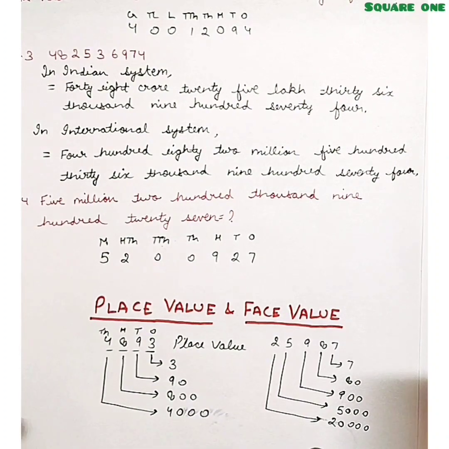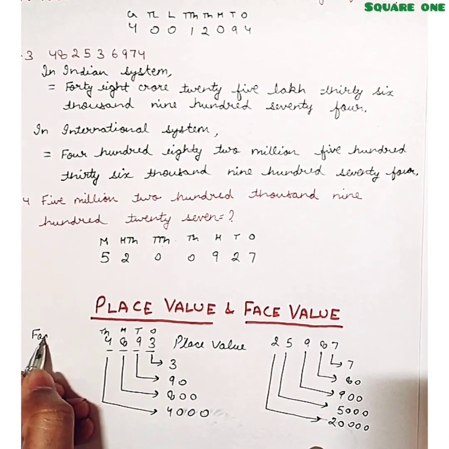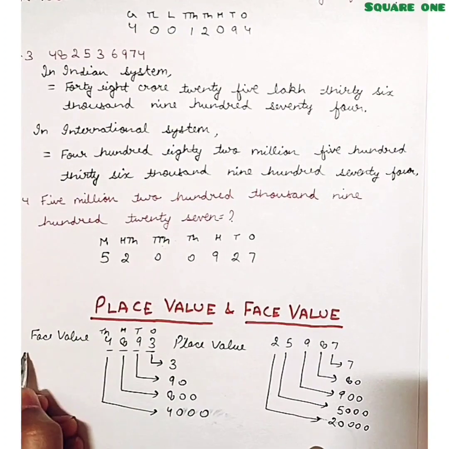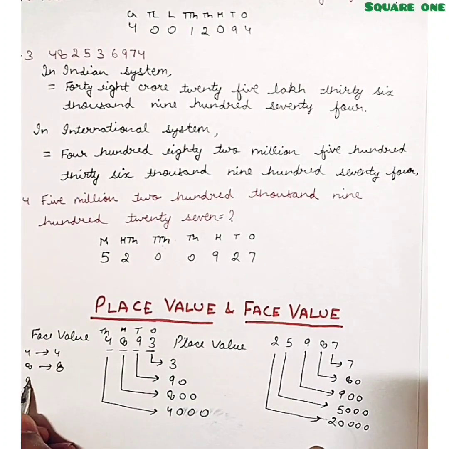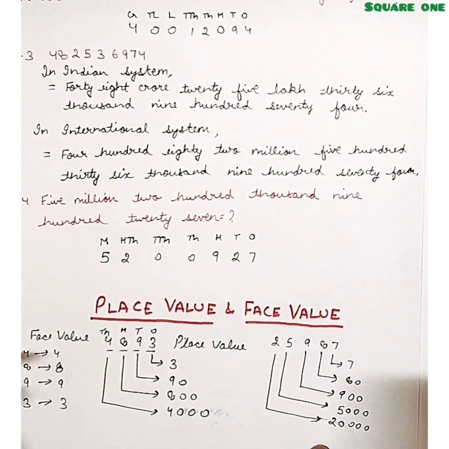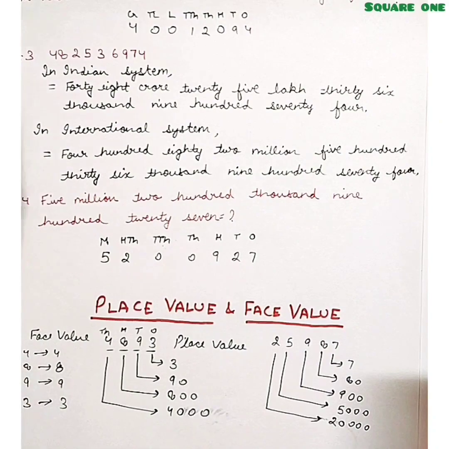We have to do nothing else. Okay. Now let us see the face values. Let us write the face values of these digits. Face value of 4 is 4. For 8 it is 8. Face value of 9 is 9. And for 3 it is 3. So these are the face values. Now we have learned the place value and the face values.